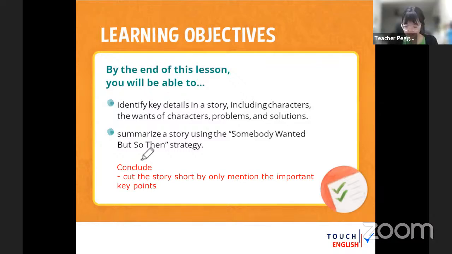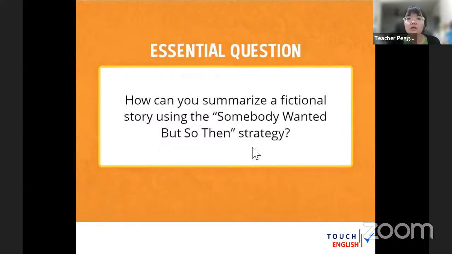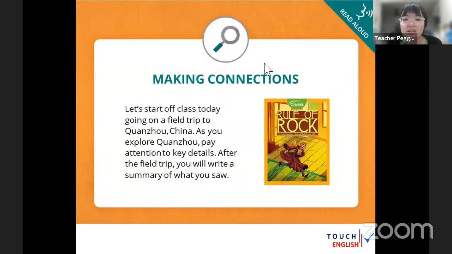All right. So if we are clear, let's see what we're going to do. Okay, essential question. An important question here: how can you summarize a fictional story using the Somebody Wanted But So Then strategy? So later we will look at it. Make a connection. Let's start the course today by going on a field trip to Quanzhou, China.